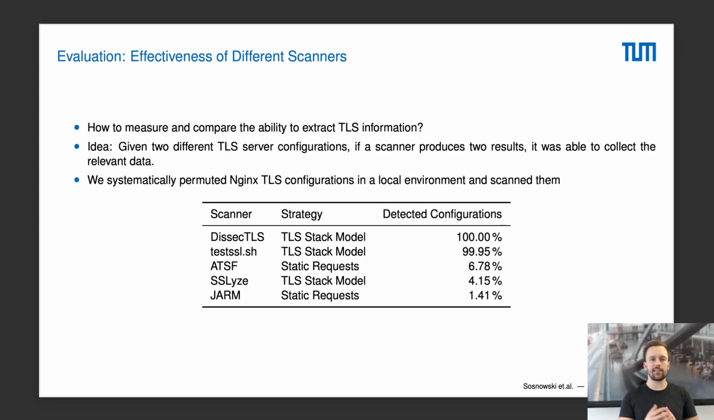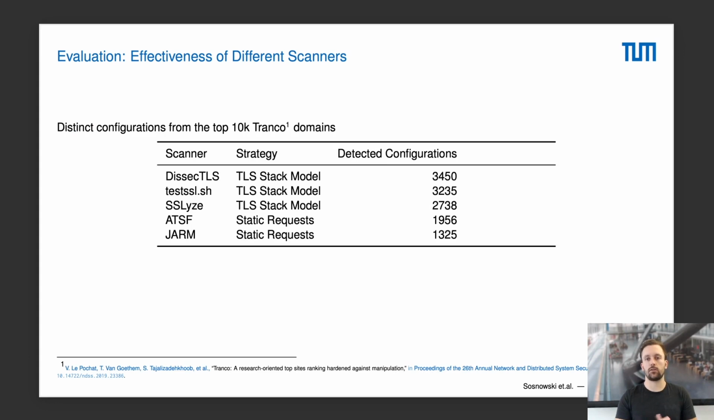However, TestSSL was also able to detect almost all the configurations, although active TLS stack fingerprinting as a slice and JARM performed quite poorly in this experiment. The whole experiment was of course a bit artificial, so we repeated it on actual servers on the internet. We scanned the top 10,000 Tranco domains. And here you can see the results.